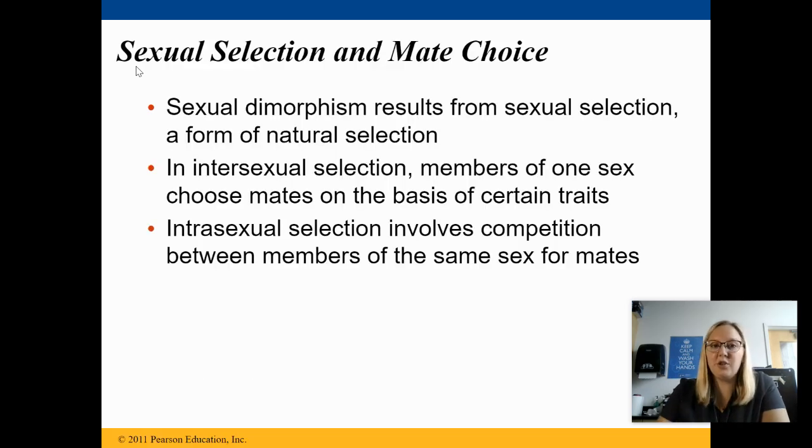Sexual selection and mate choice. Sexual dimorphism results from sexual selection, which is a form of natural selection. In intersexual selection, members of one sex choose mates based on certain traits. Intrasexual selection involves competition between members of the same sex for mates.